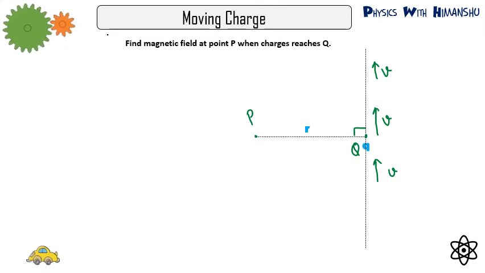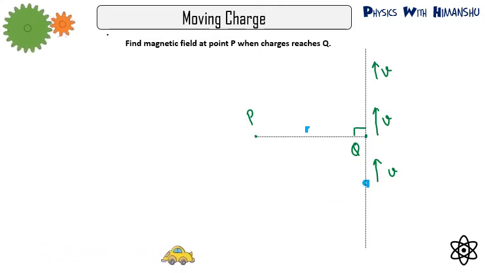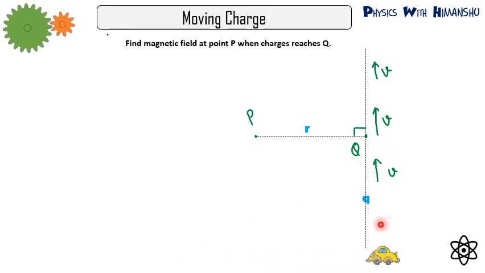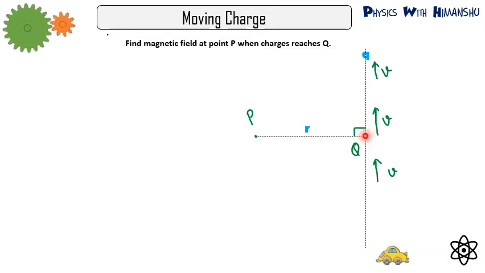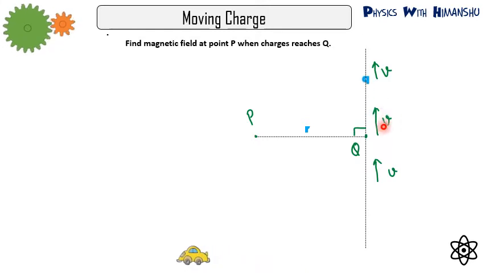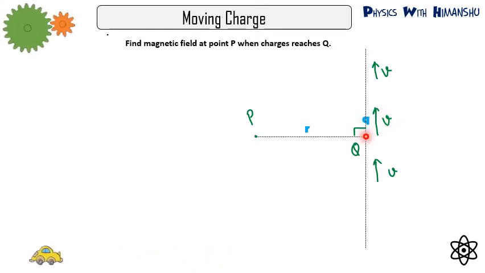So find the magnetic field at a point P when the charge reaches Q. Now if you see in this question, a charge Q is traveling from south to north direction with velocity V. You have to find the magnetic field at P when the charge is at point Q. When it is at point Q, the angle between the small length element and R will be 90 degrees.